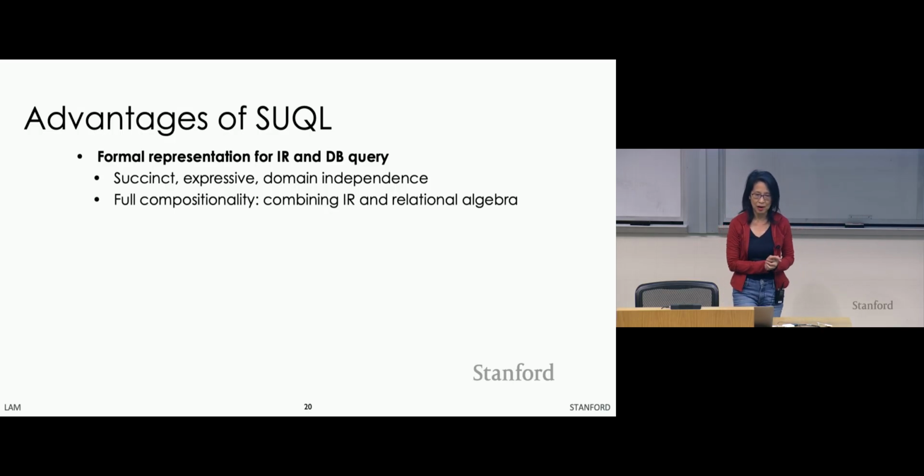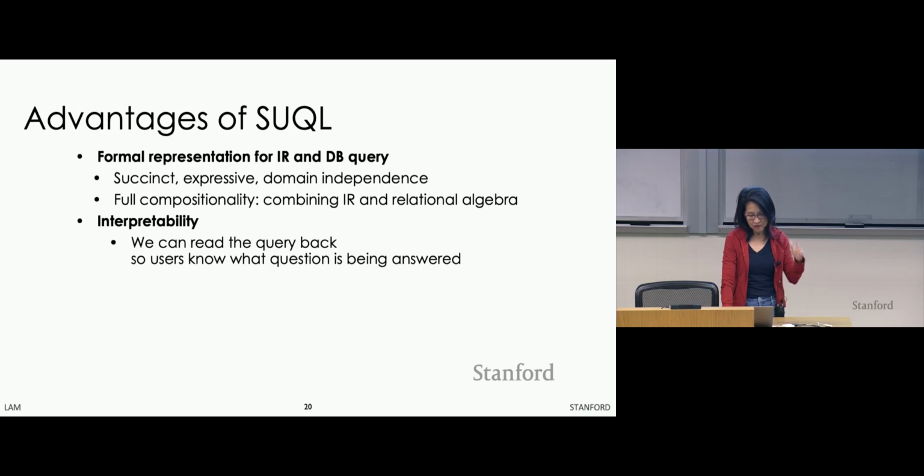I just want to summarize the advantages of SUQL. It is a formal representation that combines the two. It is very succinct and very expressive, expressive meaning that I can mix them arbitrarily. It is totally domain independent. This is the power of programming languages. And the compiler combines the techniques of IR and relational algebra. You don't have to think about it. It is also very interpretable. I can read the query back to you so you know what questions I'm answering.